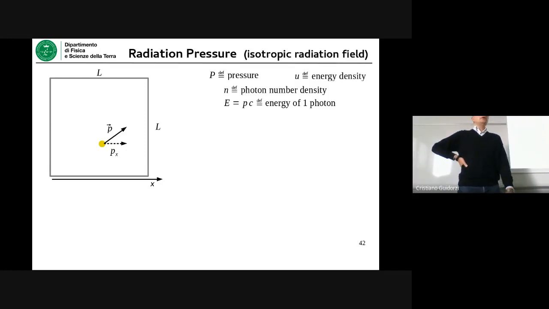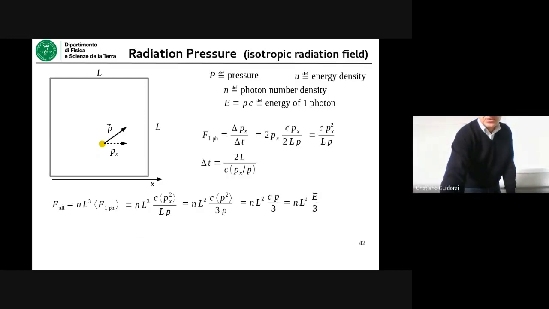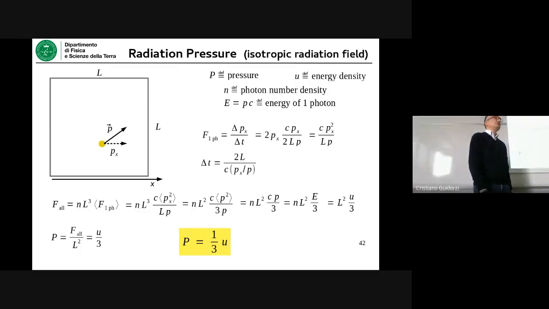So I was wondering whether you are familiar. I was implicitly assuming that you are, but I wanted to make sure, because particularly in the exam, it could be that I assume that you know that. In any case, you have to know that. The final result is this one, which I'm going to show you right now: the relation between radiation pressure P and U, the energy density associated with a radiation field. Are you already familiar with that?